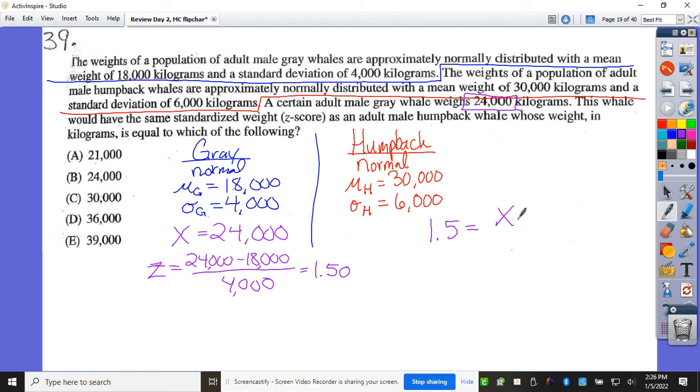So now I don't know my x. I know everything else. So what's half of 6? 3K, so it's 9K. So 3 plus 6, 9. So 9,000 equals x minus. So then I take this and do what with it? Add it. So 39,000.